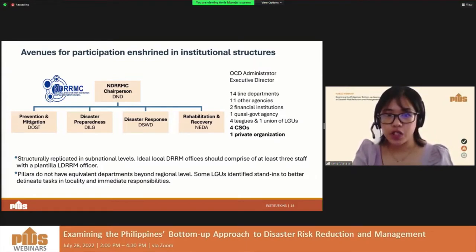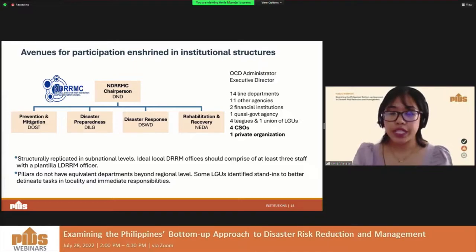So here we have the structure for NDRRMC. And there are 4 CSOs and 1 private organization required. This major structure should be ideally structurally replicated in the subnational levels. However, these pillars do not have equivalent departments beyond the regional level. So at the municipal or the city level, some LGUs identify stand-ins. So minsan po yung MDRRMO nila or yung local DRRM officer ay yung MENRO or minsan yung municipal planning officer nila.